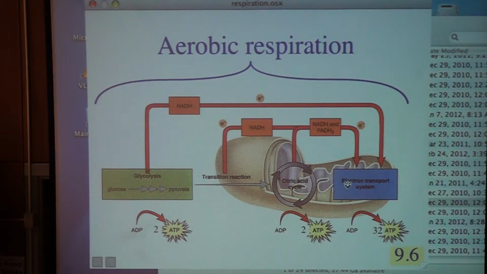All right, so there's the big picture of aerobic respiration with the 36 ATPs per glucose. Now, the 3 steps that take place in the mitochondria, transition step, Krebs cycle, and electron transport system, all of those only operate if there's oxygen present. In other words, if there's not enough oxygen, all 3 of these steps shut down. But glycolysis, the step that's out there in the cytoplasm, does not require oxygen at all. It goes just fine, even if there's no oxygen around.